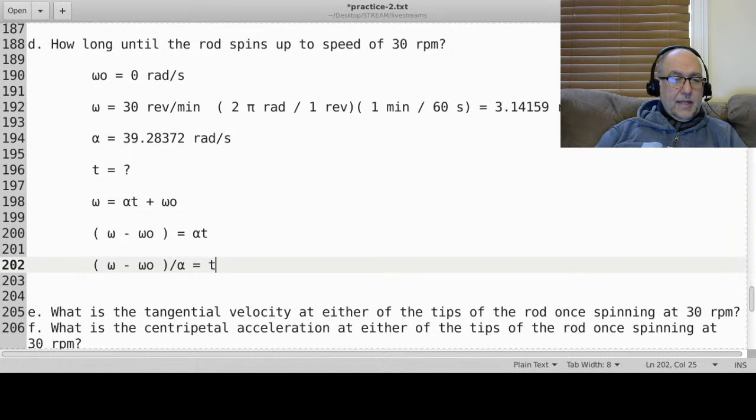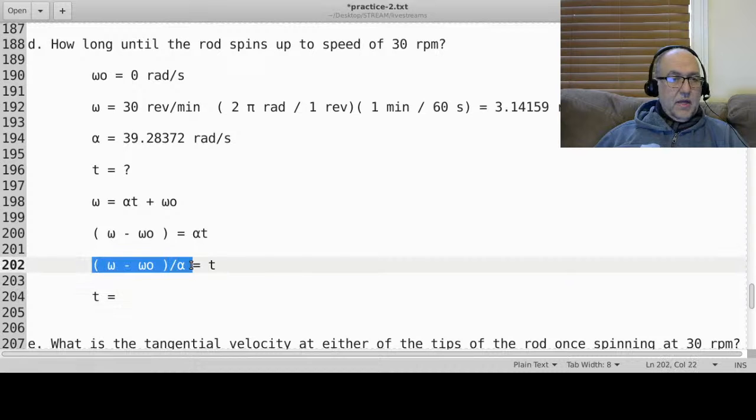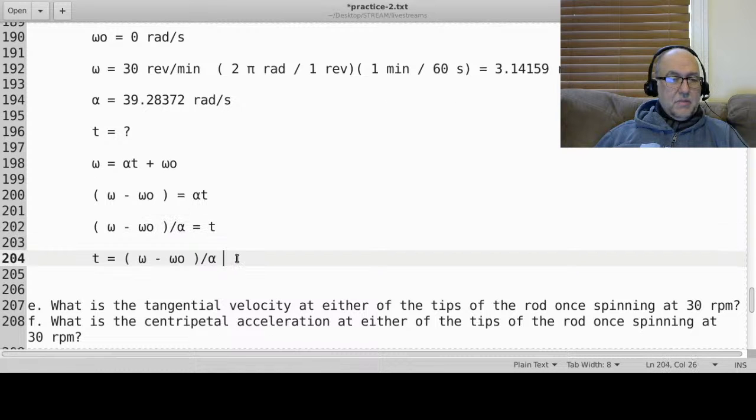And that's going to equal t like that. And so t is going to equal all of this stuff here. Okay, so that was kind of trivial. I just switched it around because we like thinking of the unknown as being on the left hand side. And so what's that going to give us?